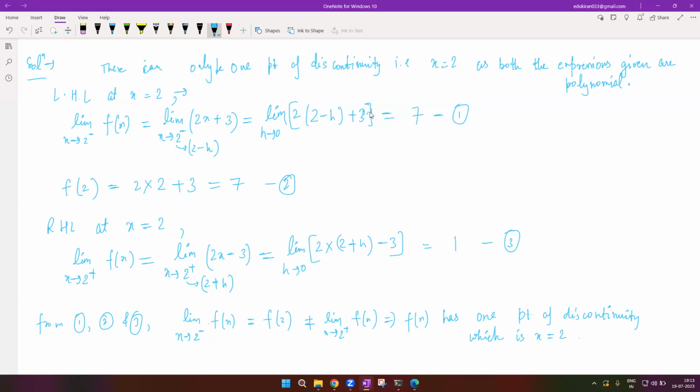The only difficulty level that they can increase is they can give you 3 expressions for f(x). In that case, your job will be doubled. How? Because you will have to check 2 points of discontinuity. Like in this case, we only had one possibility, x equals 2. But if I give you 3 expressions for f(x), then there will be 2 breaking points of the function, and you will have to check whether the function is continuous at these points or not, right? So that is another difficulty level.